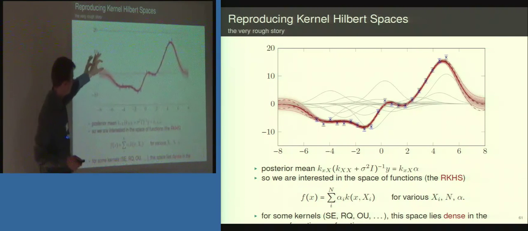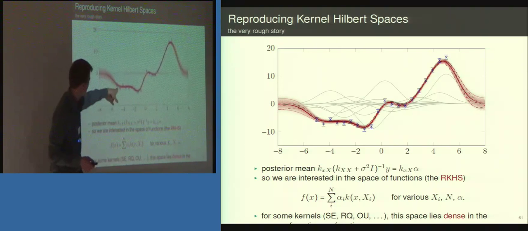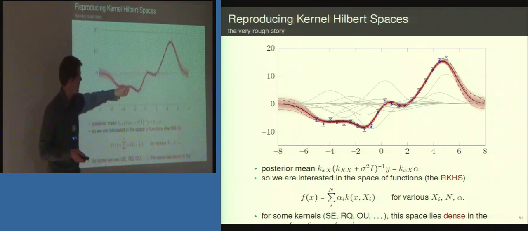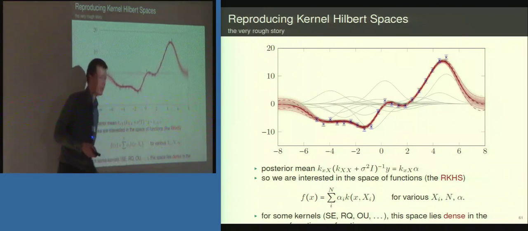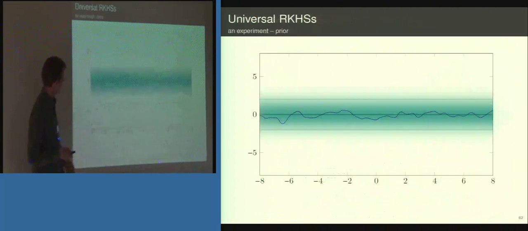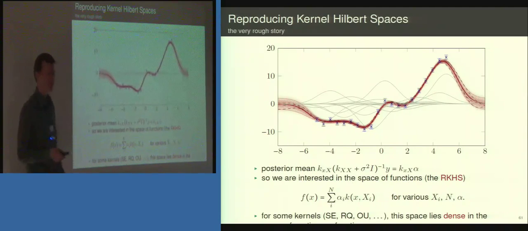Now you could wonder, what is the space of all functions that I can represent, that I can reach with these red thick lines that have been described in this particular way? This space, under some normalizability properties, is called the reproducing kernel Hilbert space. Now for some kernels, the square exponential radial basis kernel is one of them, but there are several other ones, which have an intriguing property, and that is that this RKHS, this space, lies dense in the space of all continuous functions over some input domain.